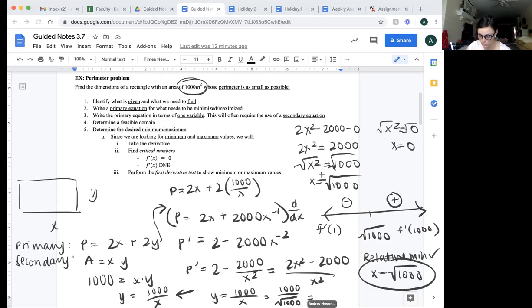So we actually have a square. So x equals y equals square root of 1,000. And our units here are meters. Final answer, square root of 1,000 by square root of 1,000 meters. And we know that that's a minimum because we proved it.